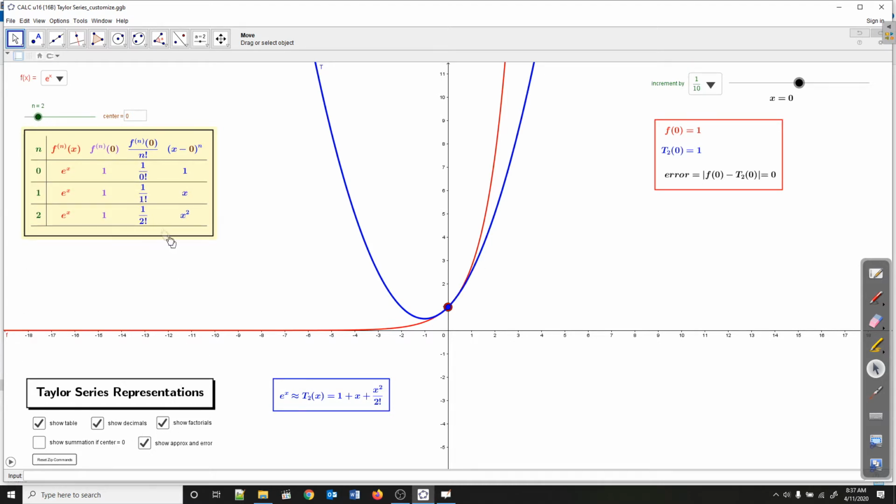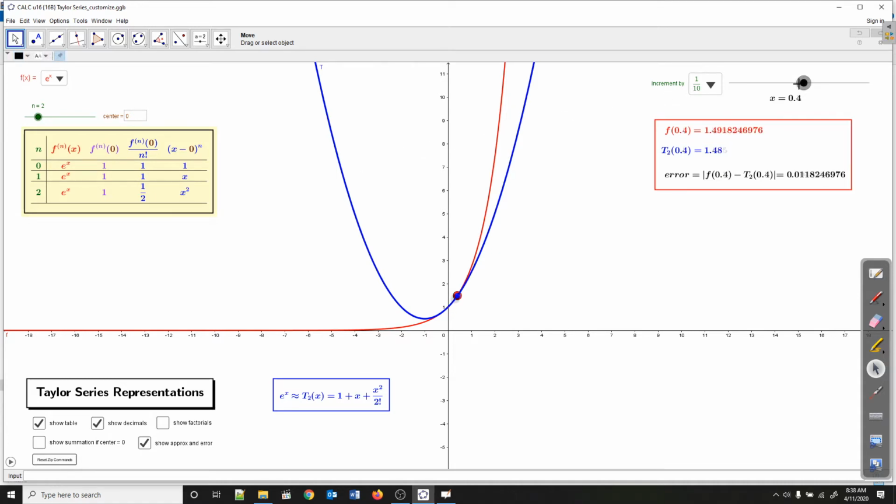Now, you have to take that 1 and divide it by 2 factorial. In this case, 2 factorial is 2, which is pretty easy to remember. And then you multiply it by now x squared. And so what you see is the blue graph is now a quadratic approximation. You're using a parabola to approximate this curve.